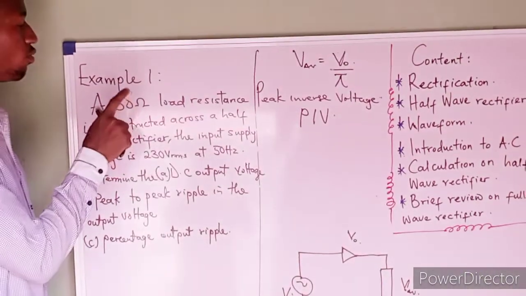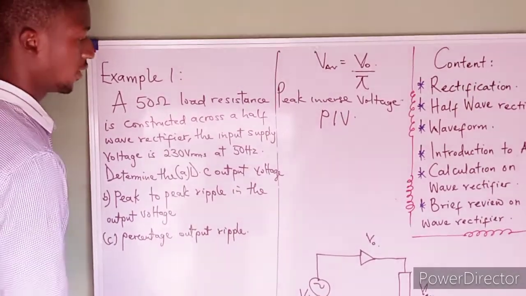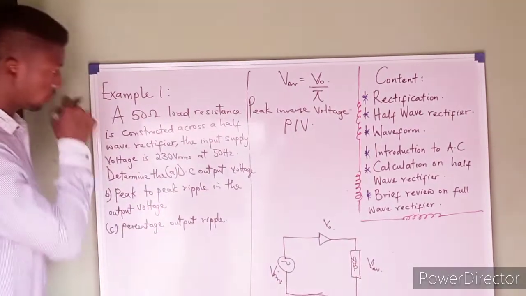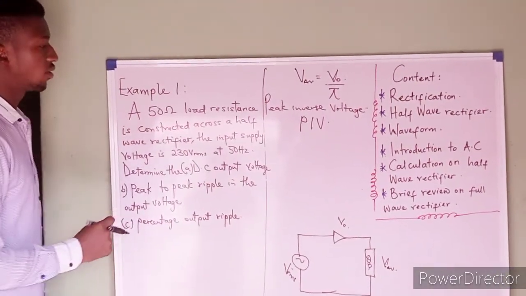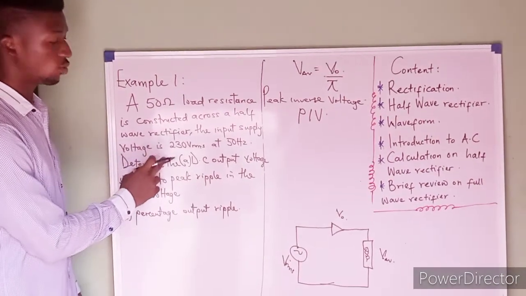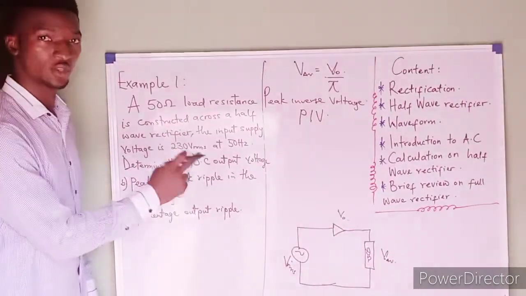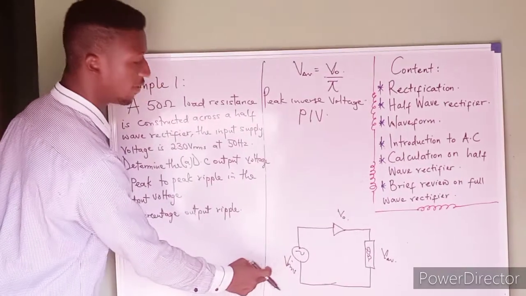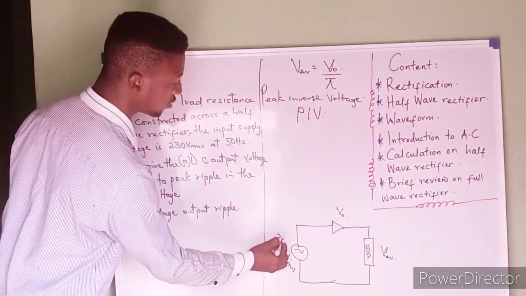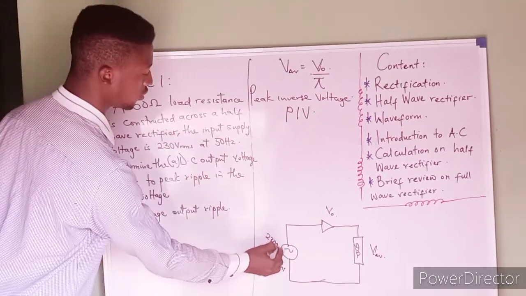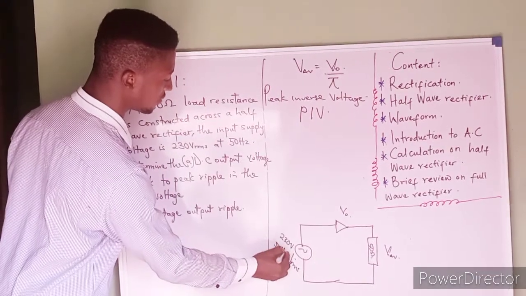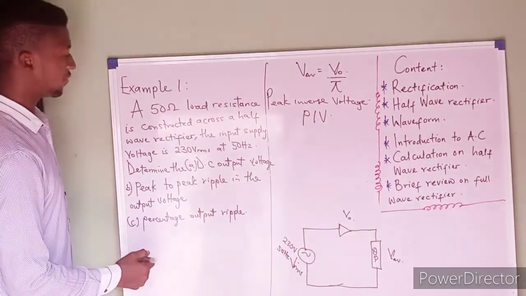A 50 ohm load resistance. So this resistance here now is said to be 50 ohm. It is connected across a half-wave rectifier. The input supply voltage is 230 root mean square. Don't forget I told you that the voltage produced by the source is always the root mean square. Here now it is said to be 230 volts. And the frequency is at 50 Hz.